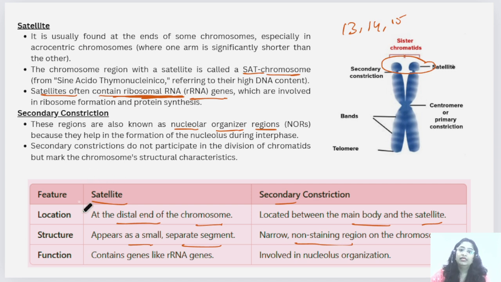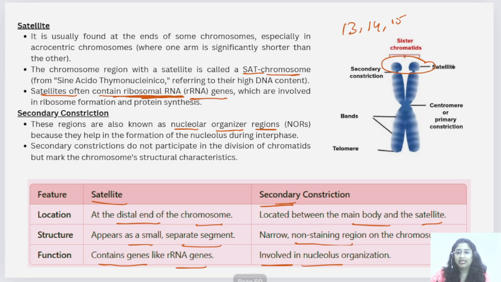The satellite contains the genes for rRNA formation, and the secondary constriction is involved in nucleolus organization. So basically these are going to form the nucleolus. So the secondary constriction site is the NOR, the nucleolar organizer region site. I hope this is clear to all of you. That's it for the nucleus. We have finished the nucleus.